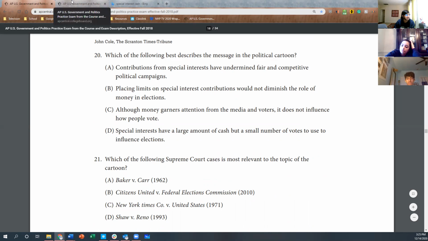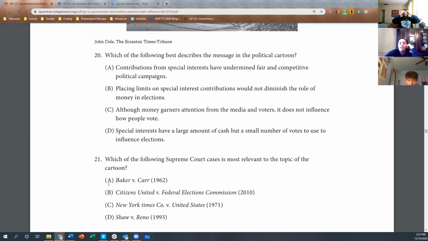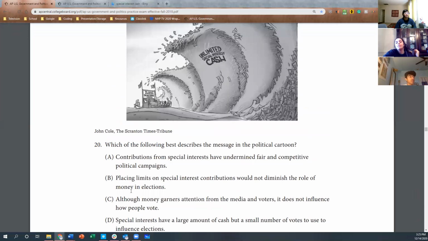Wait, hold on, just for clarification. What was Baker v. Carr again, and Shaw v. Reno? I know they're both like gerrymandering. You're right. Shaw v. Reno was the gerrymandering one where it was done by race, and then they were like, this is unfair. Was that the one in Carolina or something, or like Nashville? I don't remember. I think it was Carolina.